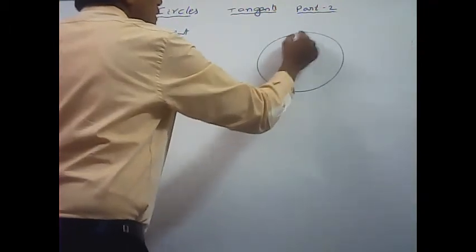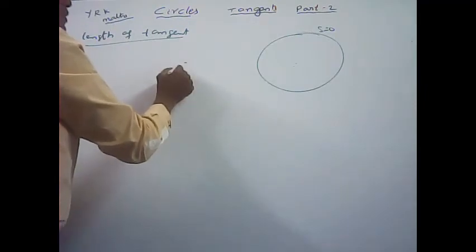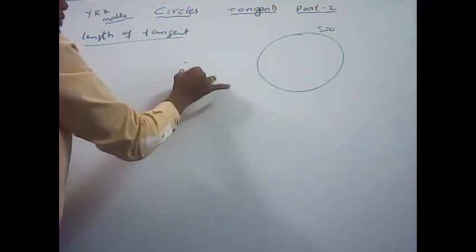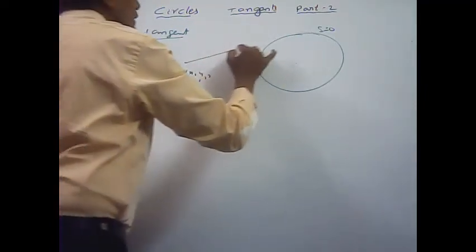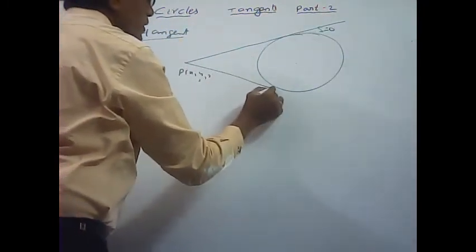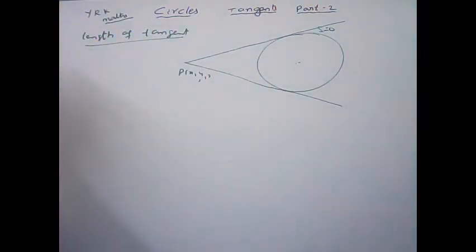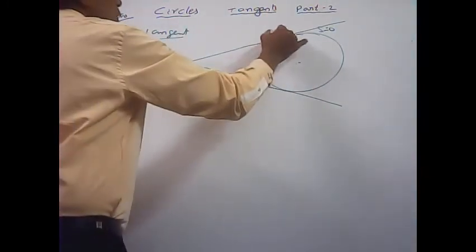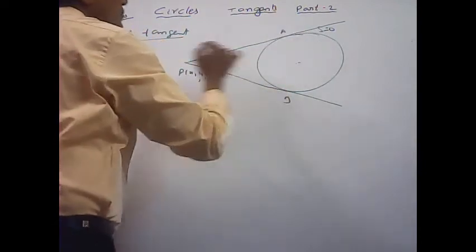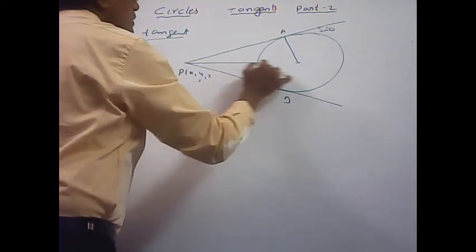Here this is the circle equation, S equals 0. Here the point P (x1, y1). From the external point we can draw two tangents to the circle. This is one tangent, this is another tangent. The lengths of the tangents drawn from the external point to the given circle are equal. This one I am taking A, this one B. This is the radius. Join these two.